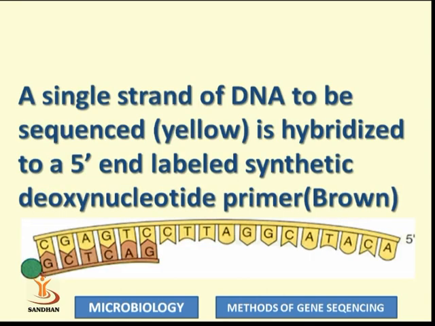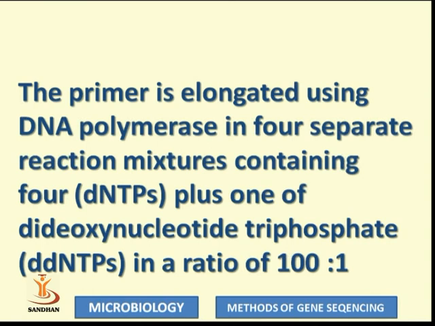What will happen when we go for the PCR reaction? First, a single strand of DNA to be sequenced, shown in yellow, is hybridized with the 5' labeled synthetic primer, shown in brown. Now you can see the primer binds to it. It is radiolabeled, or it can have some kind of fluorescent label that can also be detected. In the next step, the primer is elongated with the DNA polymerase in 4 separate reaction mixtures. Each tube contains the 4 dNTPs plus 1 di-deoxy triphosphate, at a concentration of 100:1.